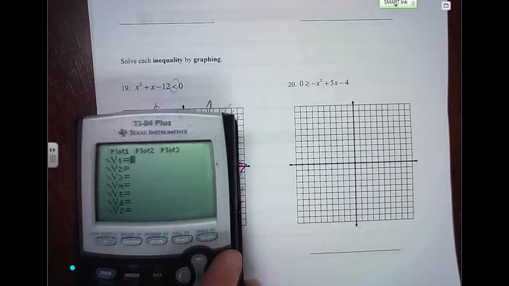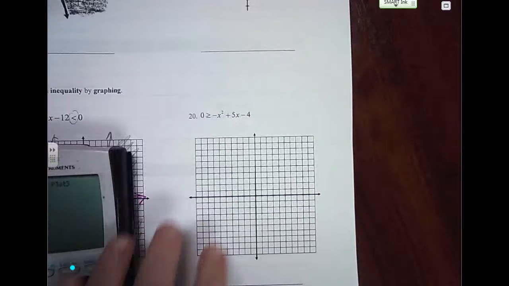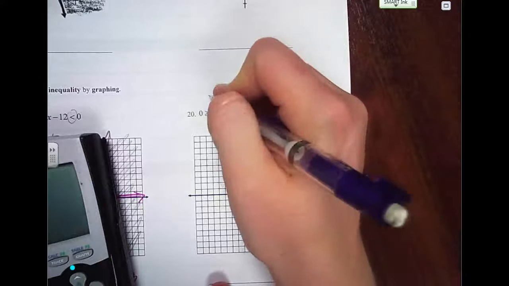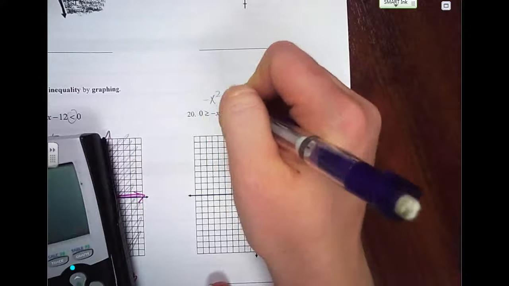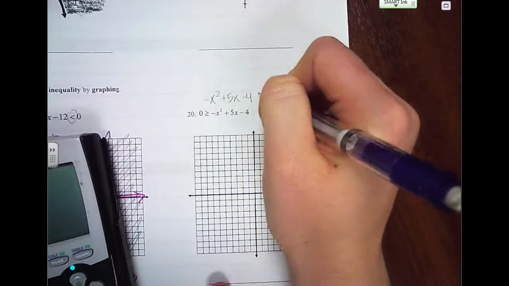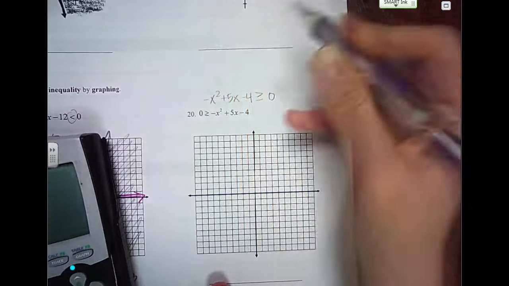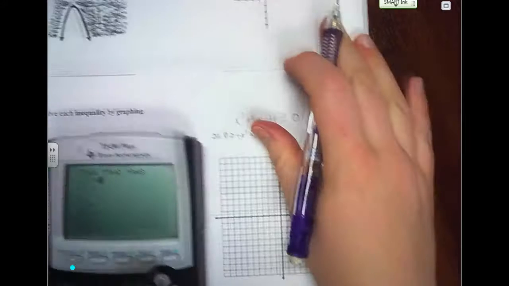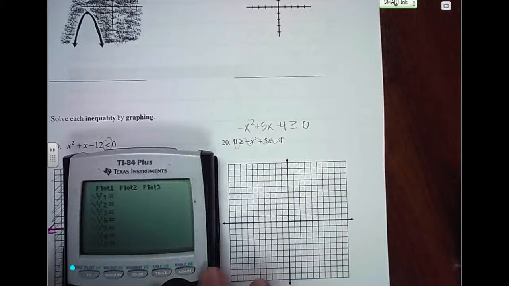Okay, and then number 20, the first thing I would do on number 20 is just switch everything. So all this is going to go on the left and the 0 on the right. I'm not moving things, I'm just switching the order. So I have negative x squared plus 5x minus 4, switch the sign and put the 0 over here. Okay, that way I can see if my sign is greater than or less than. So then we'll graph that. Well, I'll change this to a greater than sign. So negative x squared plus 5x minus 4, graph.